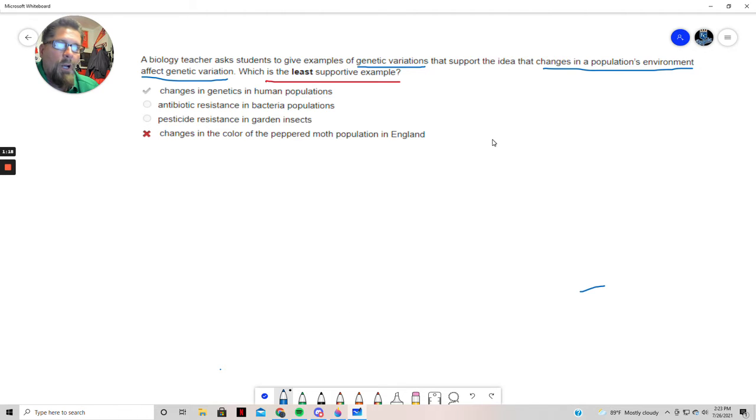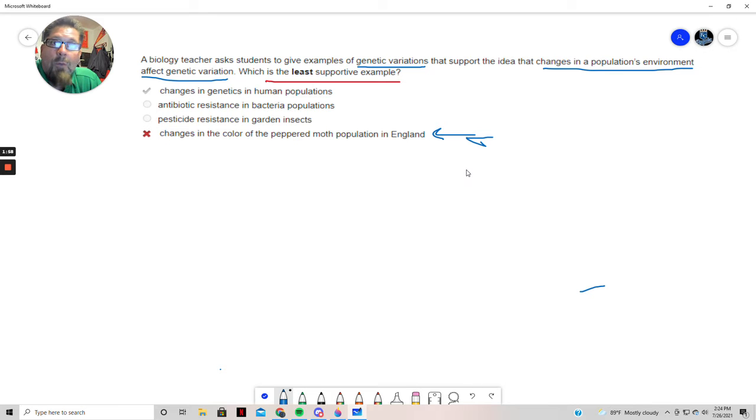So we'll start with the one that you did choose, and you might have been thinking that you were choosing the one that it was asking for, but the way that the colors change in the peppered moth population does show environment can affect genetic change. It's the idea of industrialization in England. I'm sure you're well familiar with this example. It's when they started putting up factories, and the factories covered the area with soot.